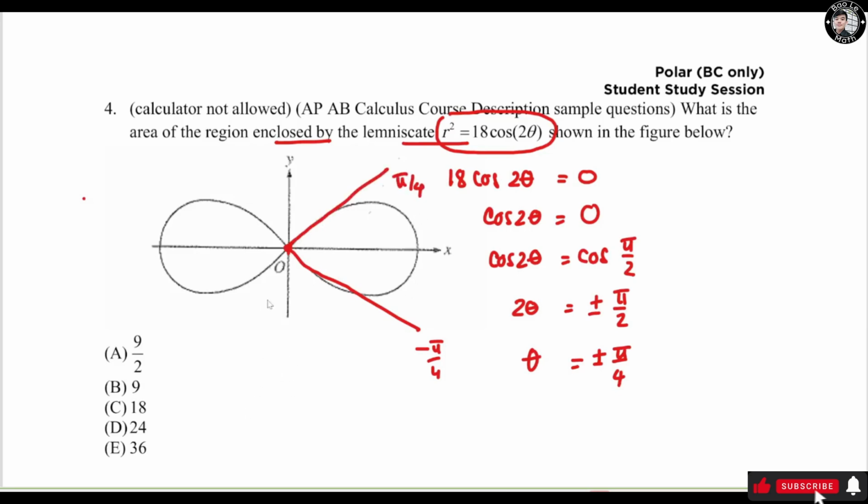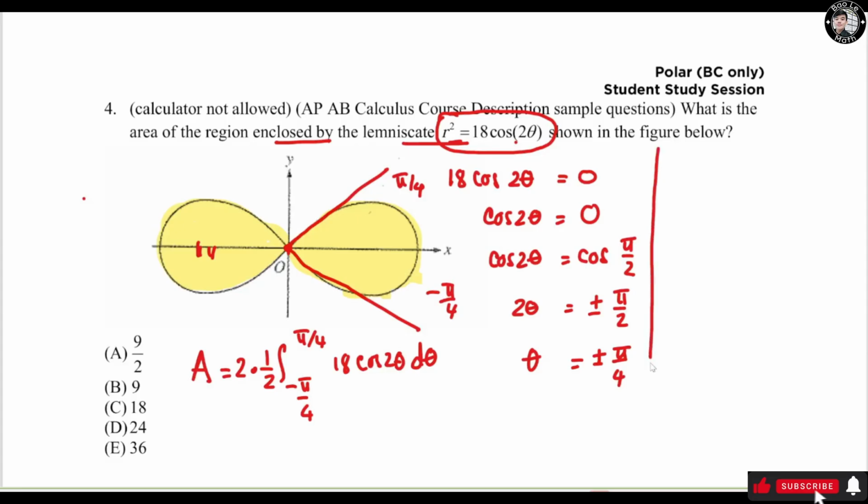So the area is going to be these regions, right? So the area is going to be 1/2 the integral from negative pi over 4 to pi over 4 of r squared. So it could be 18 cosine 2 theta d theta, right? This one already is squared, right? Now you need to multiply this guy by 2 to get the one on the left hand side, right? So I need to put 2 right here, right?